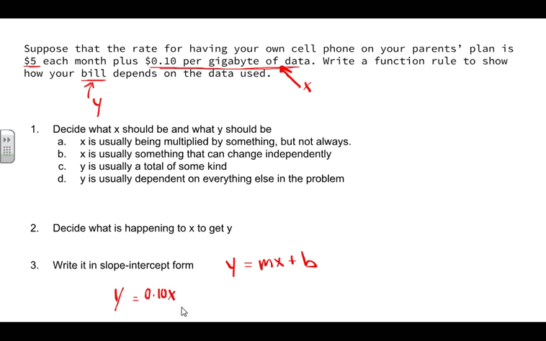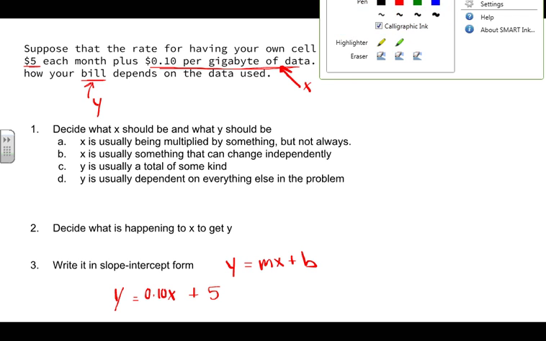But in this case we're multiplying. So we have 10 cents multiplied by x. All right, what else is happening? We're also adding on this $5. That would be our b. All right, so this is our function rule. Y equals 0.10x plus 5. Our bill equals 10 cents times the number of gigabytes plus 5. And that's our rule. This might take a little bit of practice.